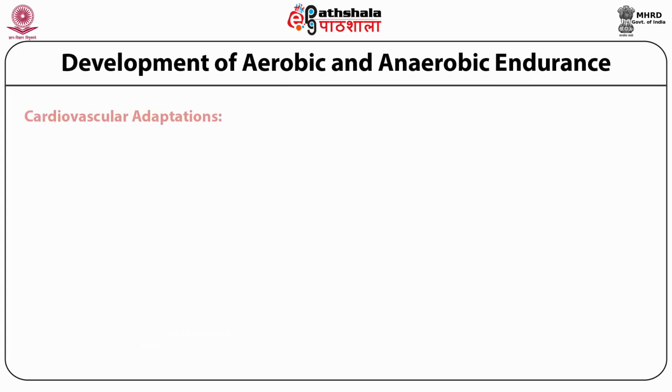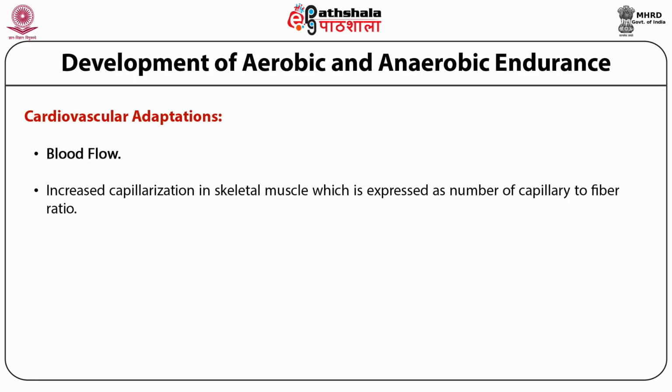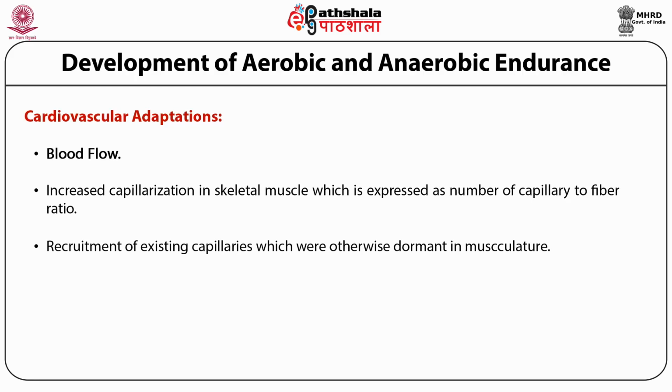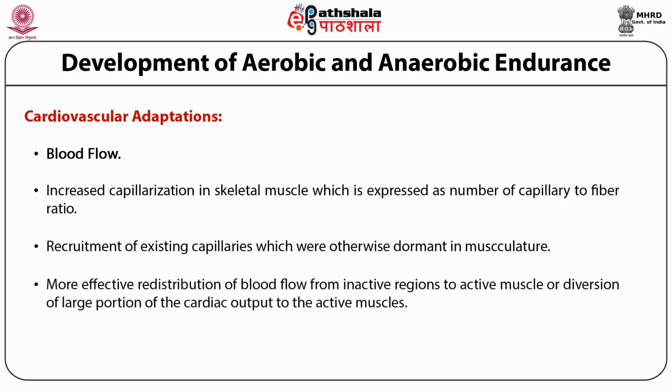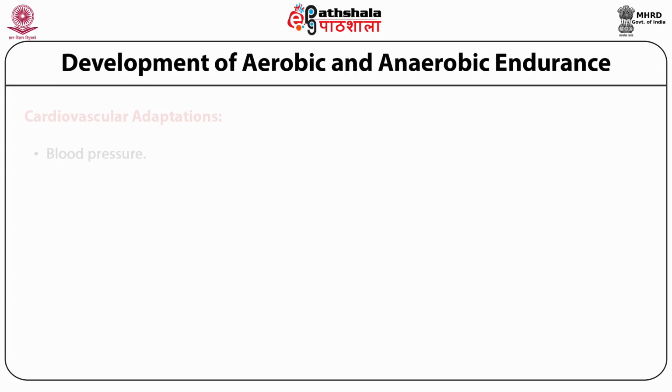With training, the cardiovascular system adapts itself to meet the higher demands for oxygen and metabolic substrate during exercise. There is an increase in the blood flow to the muscles, which could be attributed to increased capillarization in skeletal muscles, the recruitment of existing capillaries which were otherwise dormant in musculature, more effective distribution of blood flow from inactive regions to the active muscles, or due to the increased blood volume. There is a change in blood pressure as well.